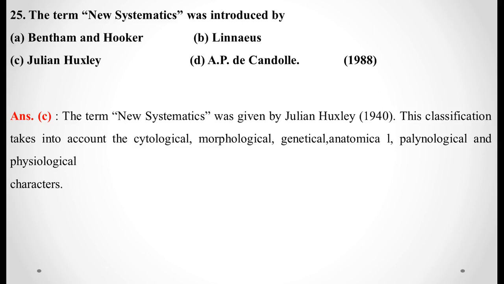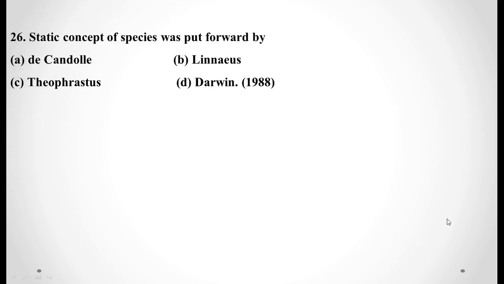The static concept of species was put forth by de Candolle, Linnaeus, Theophrastus, or Darwin. The right answer is C, that is Theophrastus. The static concept of species was given by him. That's all.